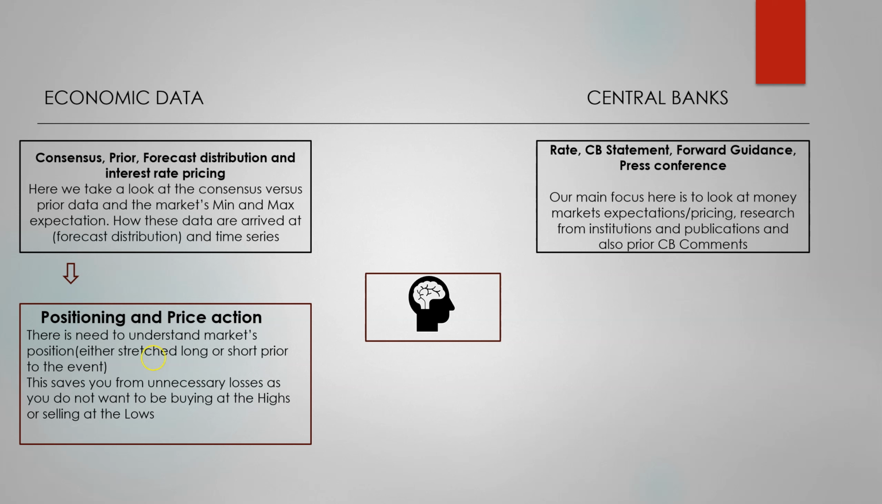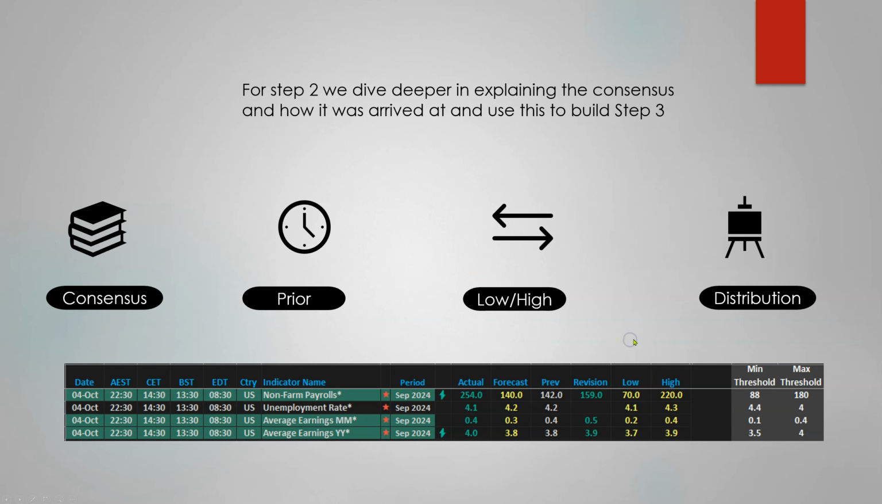So another thing, after the economic data, you're going to be focusing on central banks, and in this case, I'm talking about rate decisions. So I'm going to dive in deeper, but let's talk about the economic data firstly. For economic data, I said you're going to focus on the consensus, the prior, the minimum and maximum estimate, which is the low and high, and we're also going to be focusing on the forecast distribution.